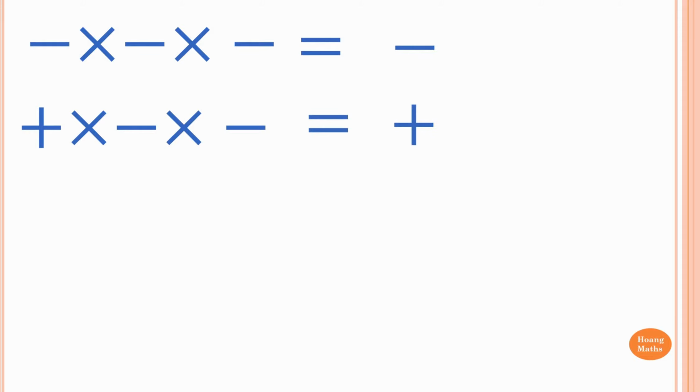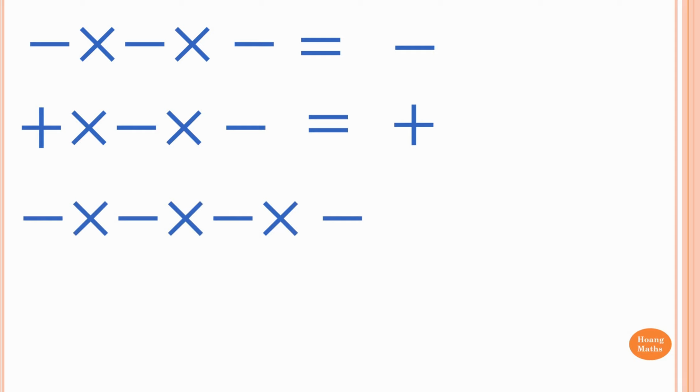Let's go through a few rules first. So we have a negative times a negative times another negative. So we have 3 negatives times together, which results in a negative. And we have a positive times a negative times a negative, so we have 2 negatives times together if you like, and the result is a positive.